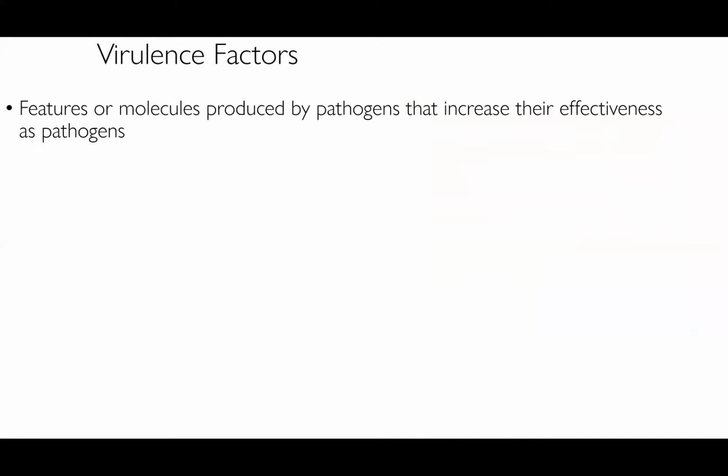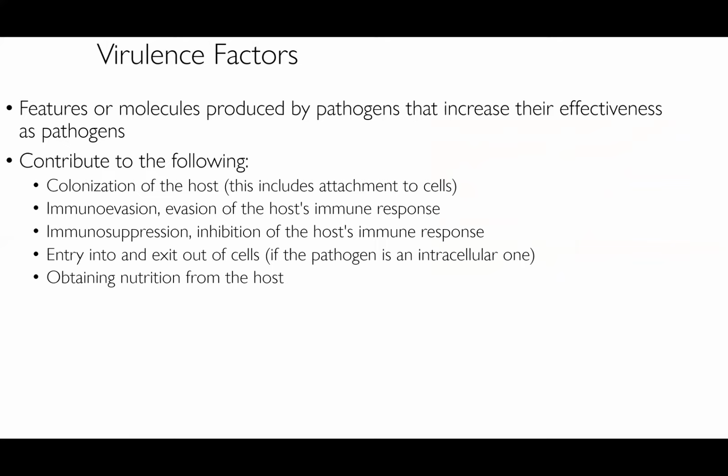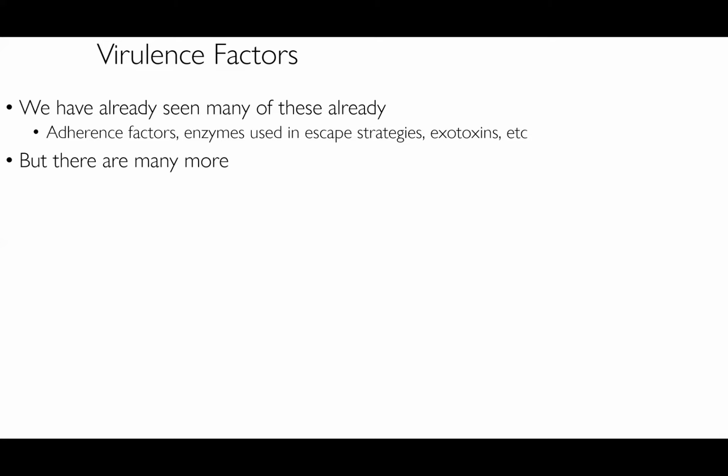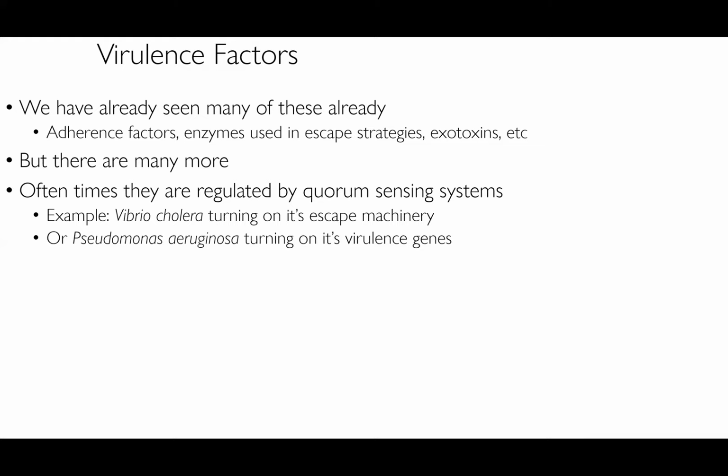And there are a number of things that contribute to the virulence of organisms. There are features or molecules that are produced by the pathogen that increase their efficacy as a pathogen. So they contribute to colonization of the host, including attachment, evasion of the host immune system, suppressing the host immune system, easy entry in and out of cells, and obtaining nutrients from the host. We've already talked about many of these things, including the enzymes used in escape strategies, exotoxins, but there are many, many more ways that a bacteria can be virulent. And people also consider antibiotic resistance to be one way to determine whether a bacteria is virulent.